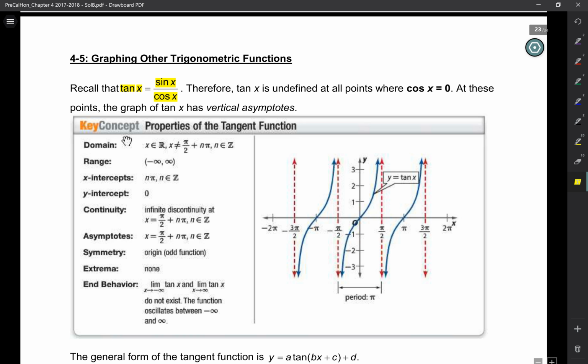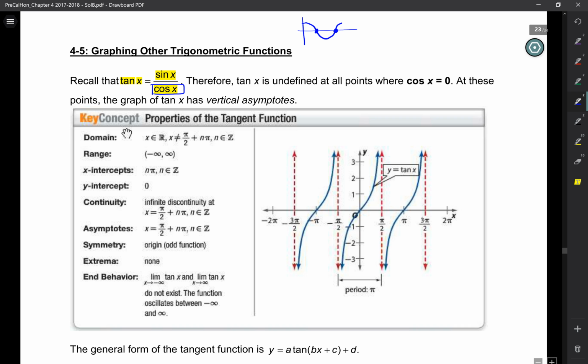So in this case, tangent is undefined when cosine of x is 0. Okay? And if we think about what cosine of x looks like, where is it 0? I'm sorry, it's not 0 at 0. It's 0 at pi over 2, 3 pi over 2, 5 pi over 2, right?